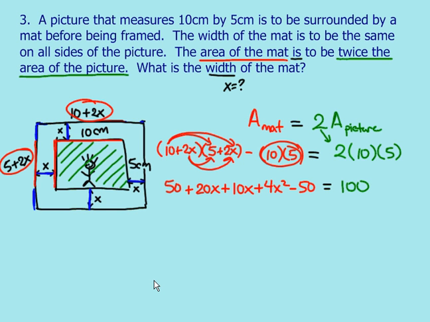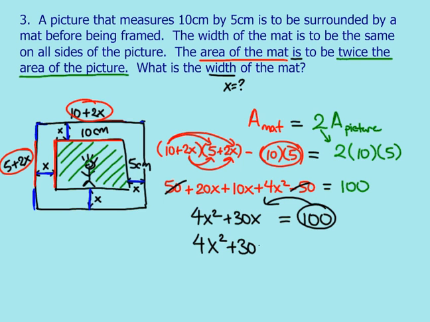Okay, let's start collecting like terms. Why don't we put it in order as well? So 4x squared is going to go first because it has the x squared. 20x and 10x, that's 30x. And the 50s cancel out. So then we still have equals and that 100 at the back. Okay, so we can't solve for x yet. Remember, our golden rule was it has to equal 0 on one side. So there we go, move the 100 over: 4x squared plus 30x minus 100 equals 0.